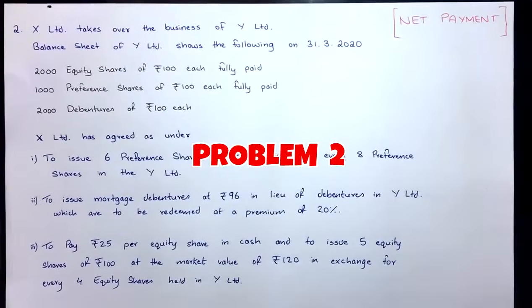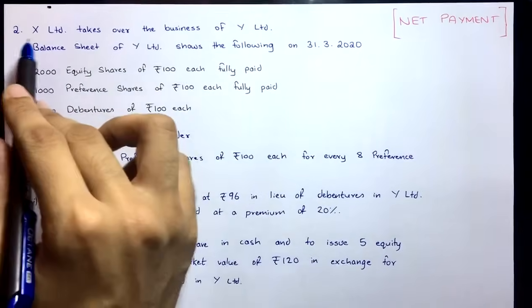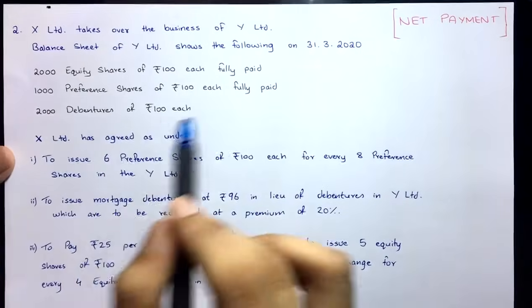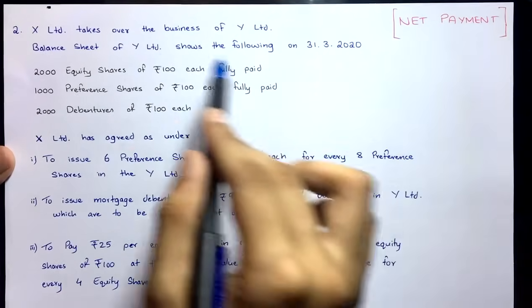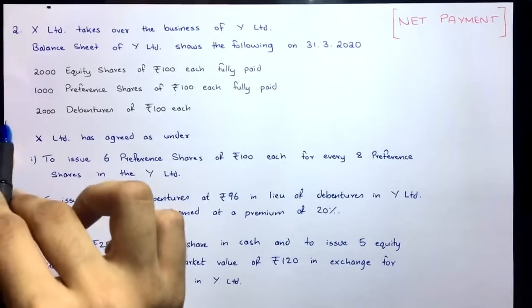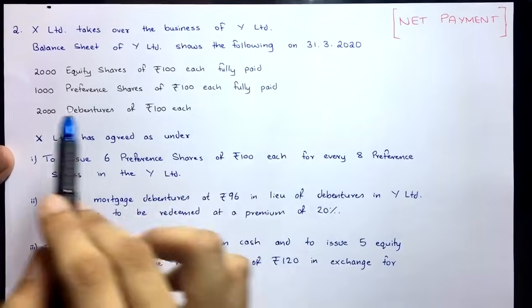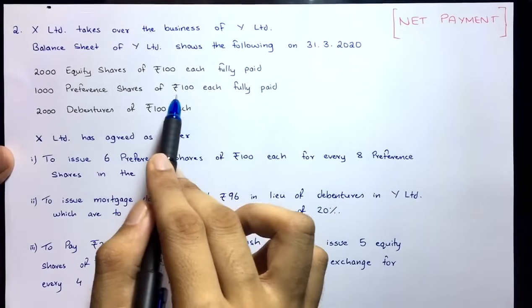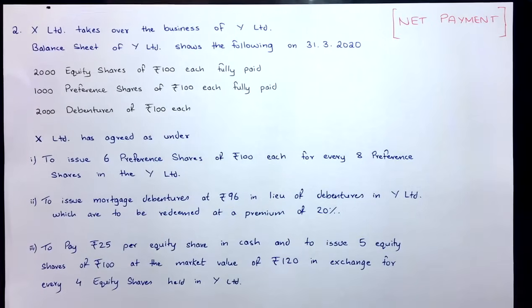Now here we have the second problem of net payment method. Let's go through the question. X Limited takes over the business of Y Limited. Balance sheet of Y Limited shows the following on 31st March 2020. Here we have been given the balance sheet extract. Share capital and debentures are given: 2,000 equity shares of rupees 100 each fully paid, 1,000 preference shares of rupees 100 each fully paid, and then 2,000 debentures of rupees 100 each.